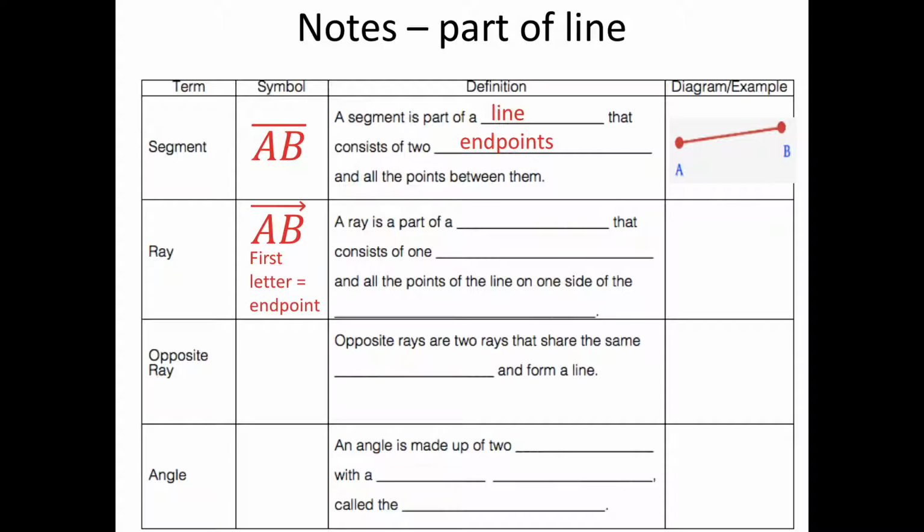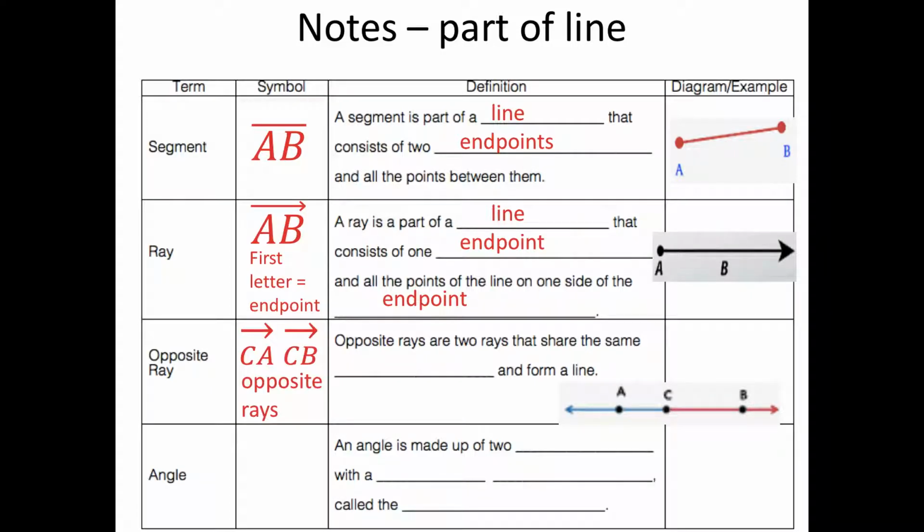A ray is AB. We call that ray AB. We know that A is the endpoint because that's the first one, where it starts. A ray is part of a line that consists of one endpoint, and all the points on the line are on one side of that endpoint. There's nothing on the other side. It only goes in one direction, not the other. The example of that looks like that. There is ray AB.